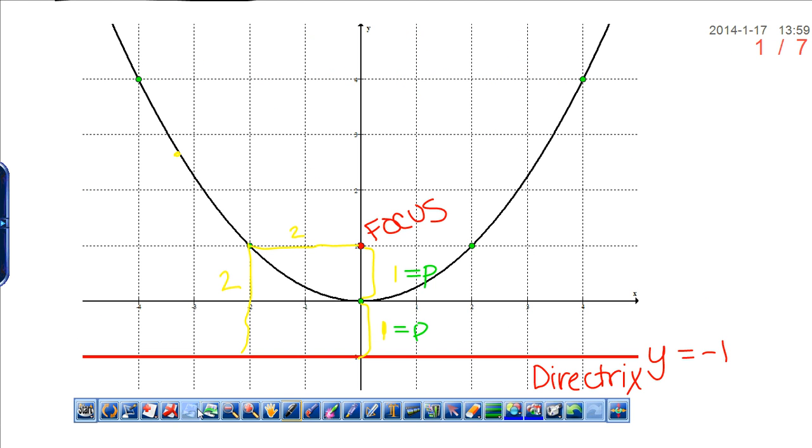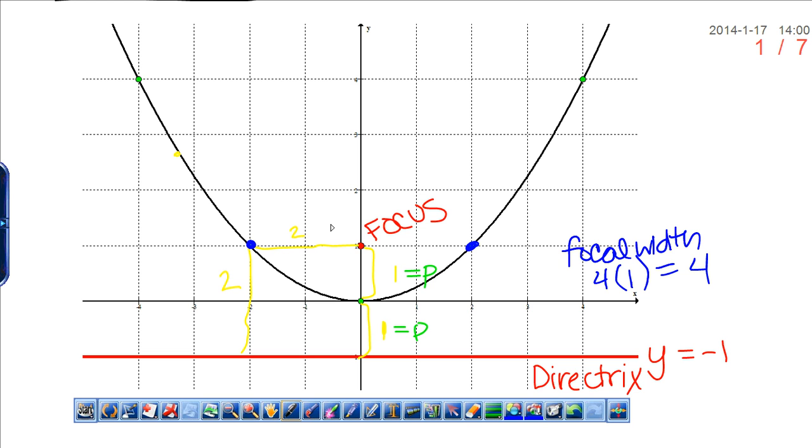So look at our first example. p was 1, right? So if I want to find my focal width, I would do 4 times my p-value, which in this case was 1, which gives me 4. So that means through the focus, the width of my parabola is 4. Which means 2 to the left gave me a point, and 2 to the right gave me a point. That's how you're going to find your other 2 points to draw your graph with.